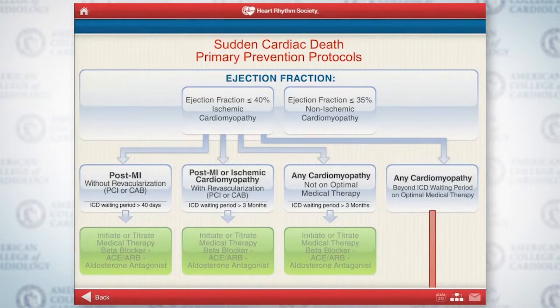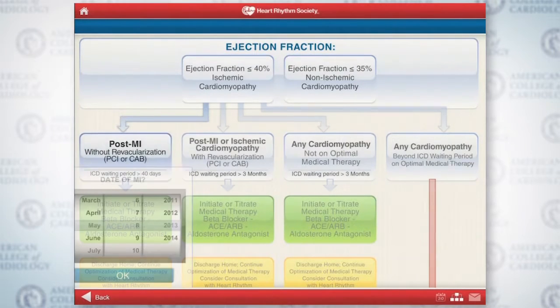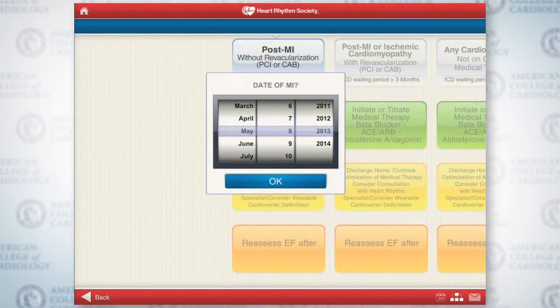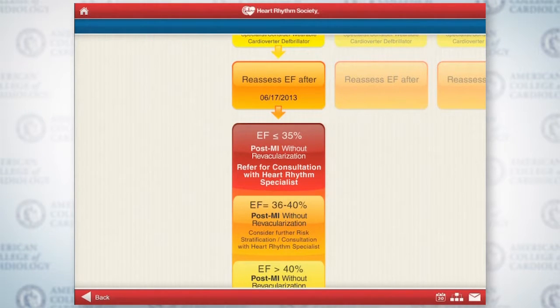So to the left is a protocol that addresses ischemic cardiomyopathy, and to the right is non-ischemic cardiomyopathy. Let's say the patient is in the hospital and is found to have an ejection fraction of 40% after an anterior myocardial infarction. The patient did not receive a PCI or CABG, but was treated medically, since that individual may not have been a candidate for revascularization. So they've had the MI. They're placed on optimal medical therapy, which would include beta blockers, ACE inhibitor therapy, and aldosterone antagonists, and they're released from the hospital. This signals to you when you should have the patient return for reevaluation of ejection fraction, on the date of June 17, 2013, which is a 40-day waiting period.